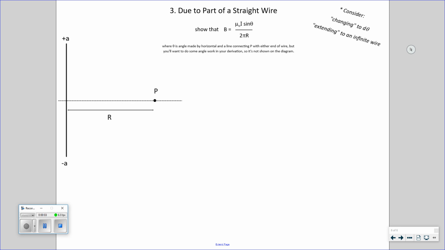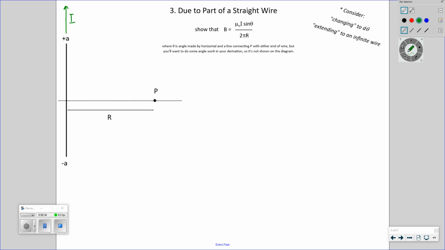Folks, as we continue to look at the use of Biot-Savart's law to find magnetic field near some current carriers, we come across this question, which is a standard type of one. We have a current carrier somehow of length 2a, and let's say that current travels towards the top of the page. And we want to find magnetic field from this section of wire at point P.